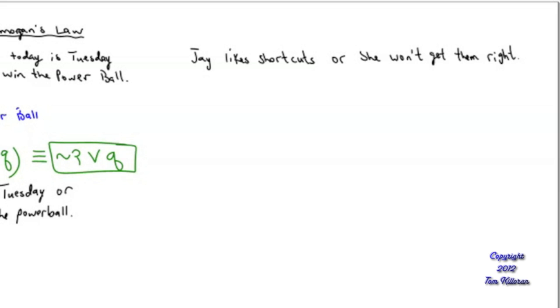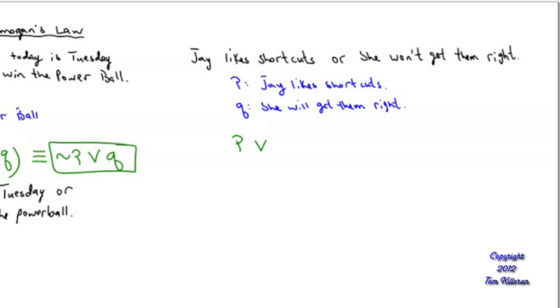So start off with simple statements. P: Jay likes shortcuts. Q: She will get them right. So, in symbolic form, the original sentence writes out P, or, and a negation on Q. I need this to be equivalent to something using De Morgan's law.